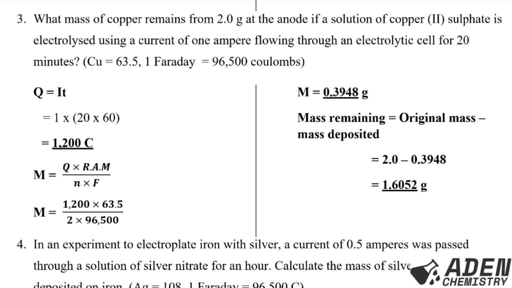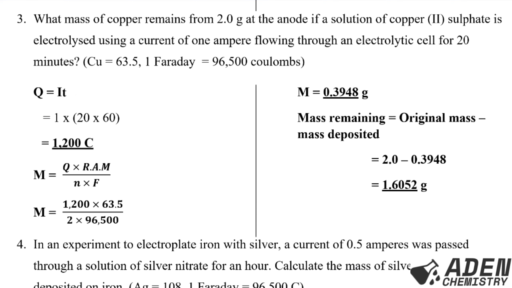Question number 3. We are told what mass of copper remains from 2.0 gram at the anode if a solution of copper 2 sulfate is electrolyzed using a current of 1 ampere flowing through an electrolytic cell for 20 minutes. Then in bracket we are given the RM of copper, which is 63.5, and we are told 1 Faraday is equal to 96,500 coulombs.